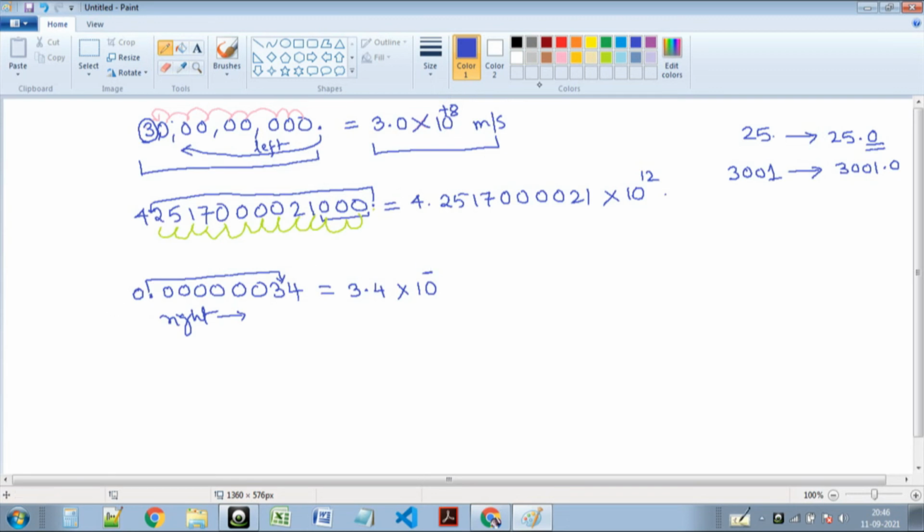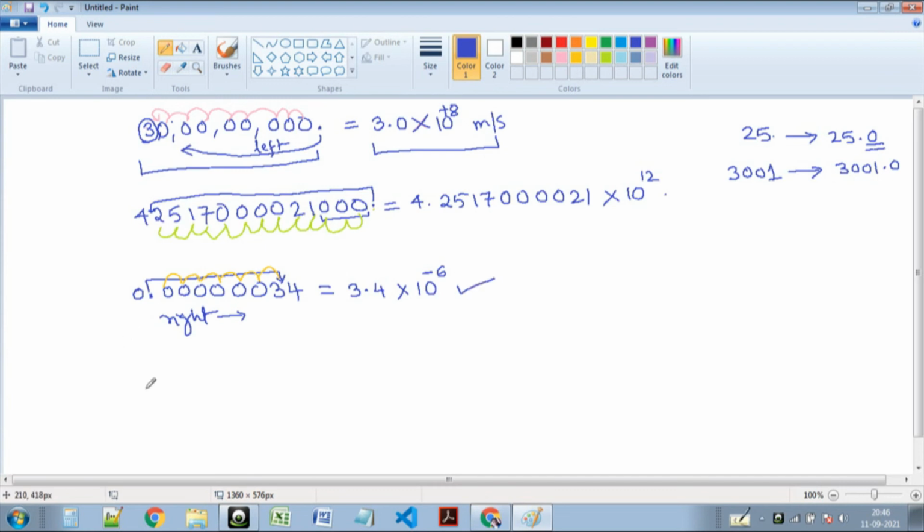Now let's see how many places it has been shifted. From here 1, 2, 3, 4, 5 and 6. So here the power of 10 will be minus 6. This is the way to represent a very small number in the scientific notation.